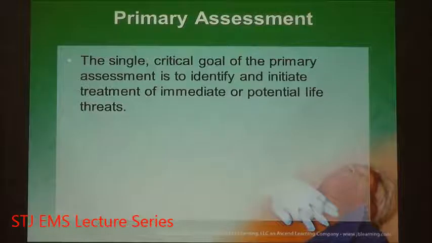Once we make patient contact, we go through what's known as the primary assessment. And this is your ABC assessment. You got to assure that the patient's airway is clear, they're breathing effectively, and their circulation is good. If there's a problem with one of those airway, breathing, or circulatory issues, you got to correct it immediately before moving on.